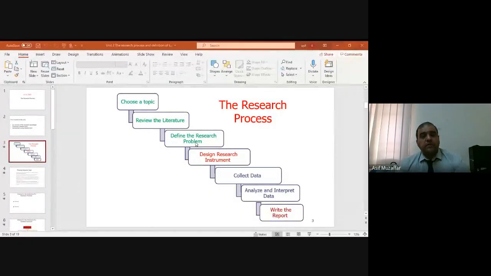Okay, so review of literature, now you know, is an important thing. And you must know what type of literature is available related to that topic or keywords. Then you will define the research problem. Now, this is a very important step. You need to define the research problem. You need to write the research problem. Research problem is a very important aspect.